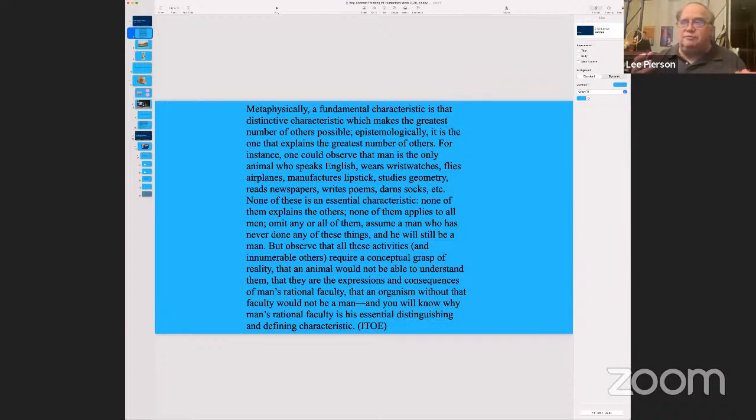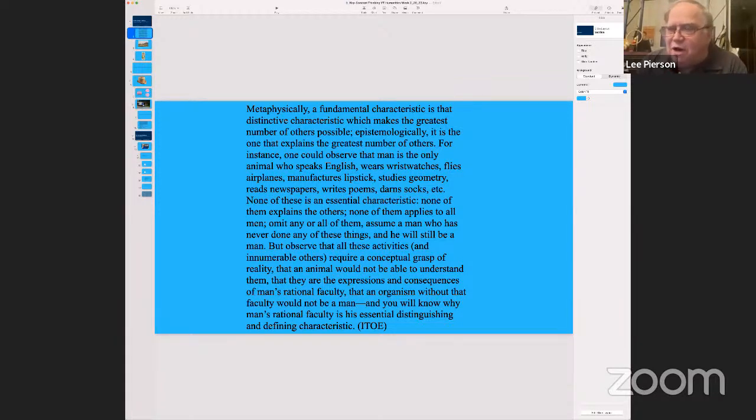For instance, here we get into the thought experiment. For instance, one could observe that man is the only animal who speaks English, wears wristwatches, flies airplanes, manufactures lipstick, studies geometry. Oh, there's Einstein again, studying geometry. Reads newspaper, writes poems, darns socks, etc. So there are many, many characteristics that apply to man. None of these is an essential characteristic, she says. None of them explains the others. None of them applies to all men.